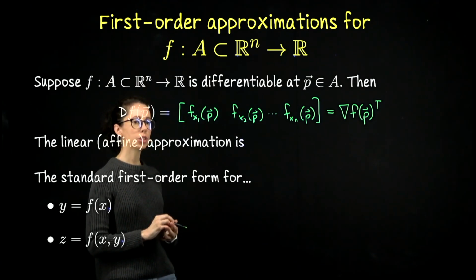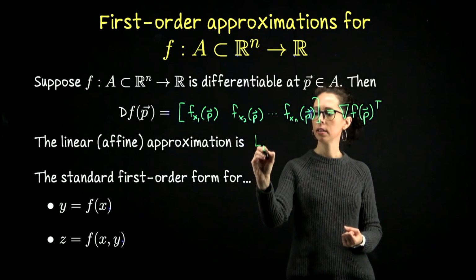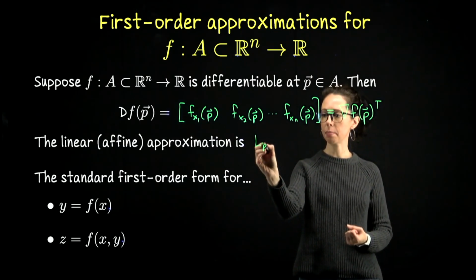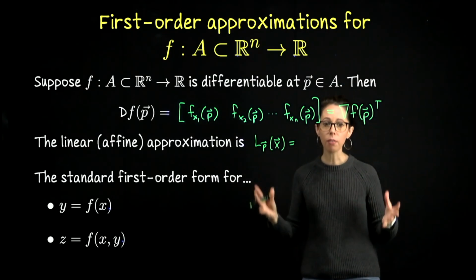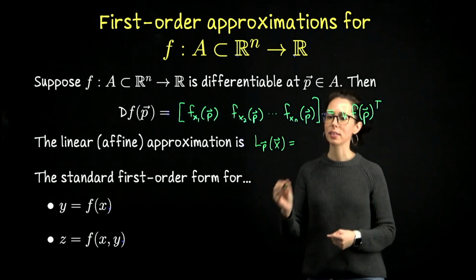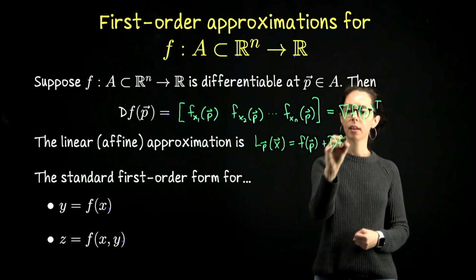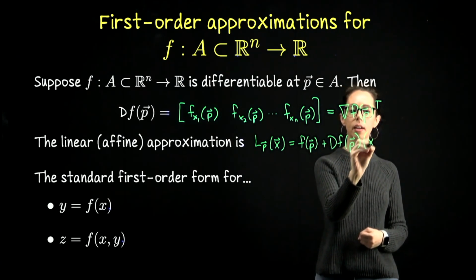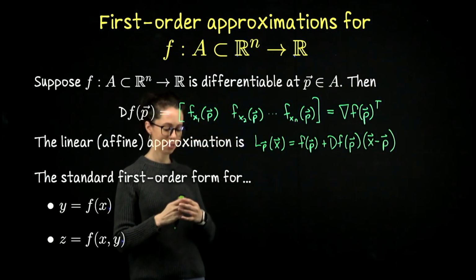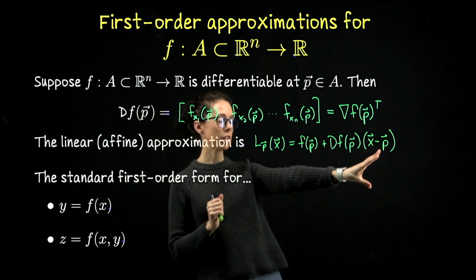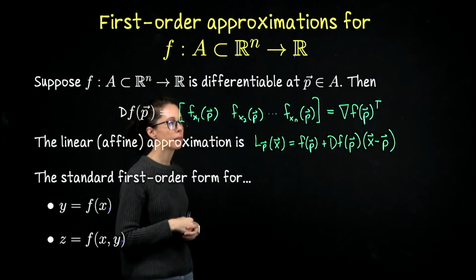That means when I want to write my first order approximation, typically we would write that the first order approximation centered at p, it's a function of x, and for all functions that are differentiable at p, it takes the form f at p plus df at p acting on x minus p. I'm not done yet because I want to adjust this. All right, so this is the general expression for the first order linear approximation for f centered at p.